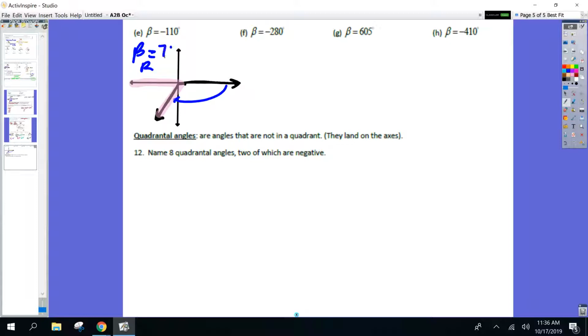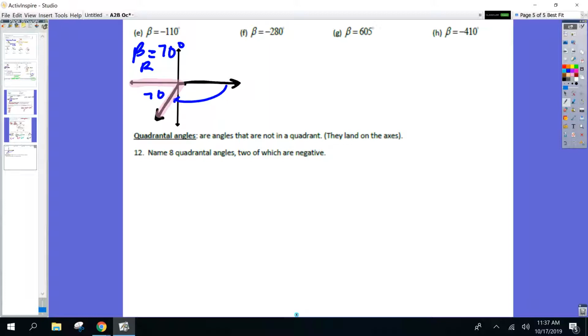Yep. This is 180, right? And you knew this was 110. So what's left over? 70 degrees. Yep. Yes, because that tells me it's a reference angle. Yep.